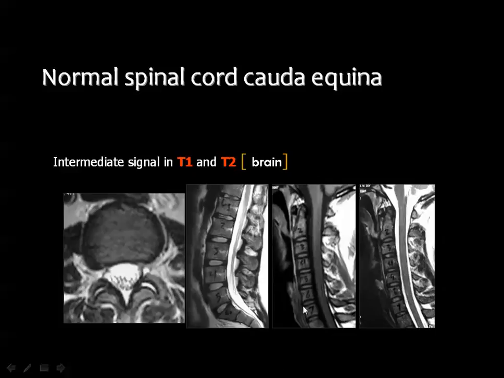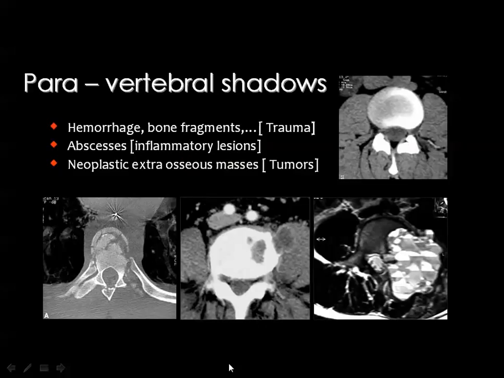Then any abnormalities of the cord should be evaluated in the T2 weighted image, and you should also look at the cauda equina nerve roots better in the axial image, better than evaluation of the cauda equina in the sagittal images. Finally, you should look at the paravertebral shadows for any abnormality.